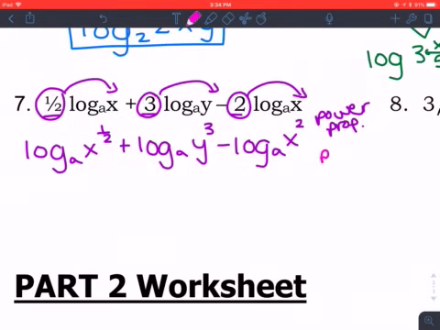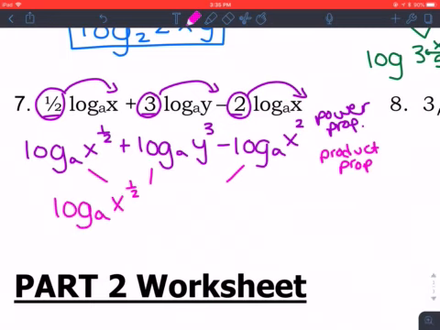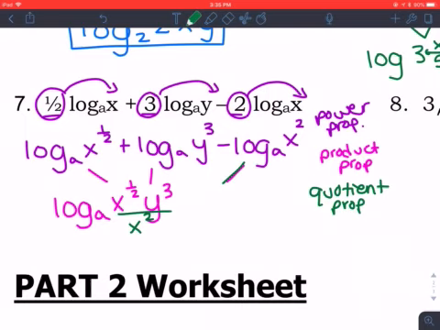We can then use our product property. Since they're all the same log at this point, they're all log base a, and I can combine all of these. So the first two are being added, so we're using the product property: log base a of x to the 1/2 times y cubed. And then we're going to have to use our quotient property. If we're subtracting this log, we're going to divide by our argument, or our x squared.